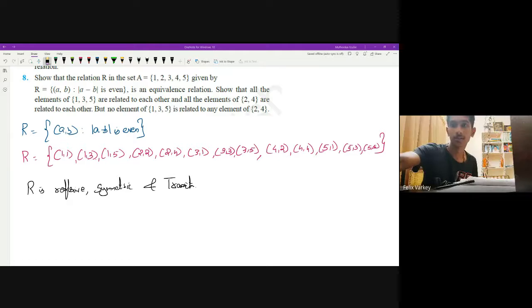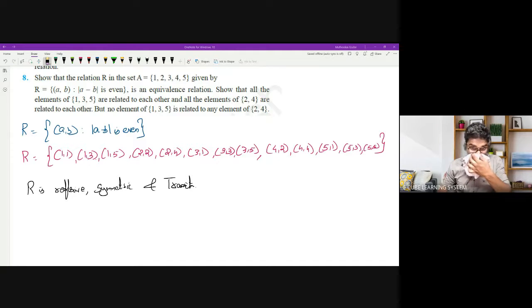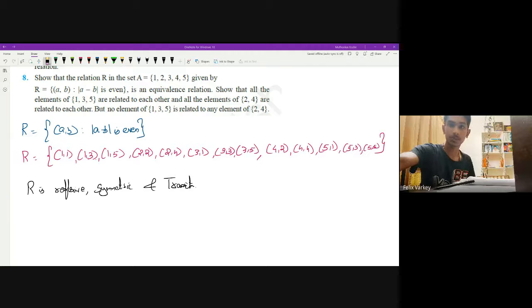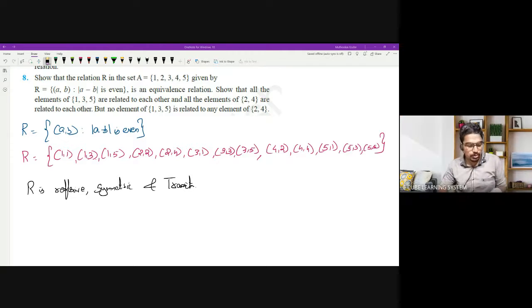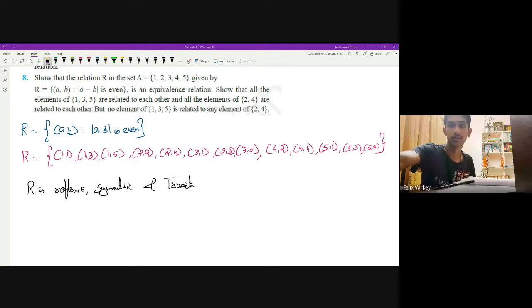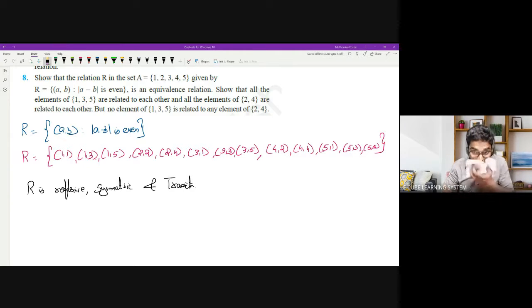Sir, is it transitive? Highlight the example now. 1 1, 2 2, 1 2, 1 1, 2 2, transitive. Okay, sir. Second and first element should be same, no?